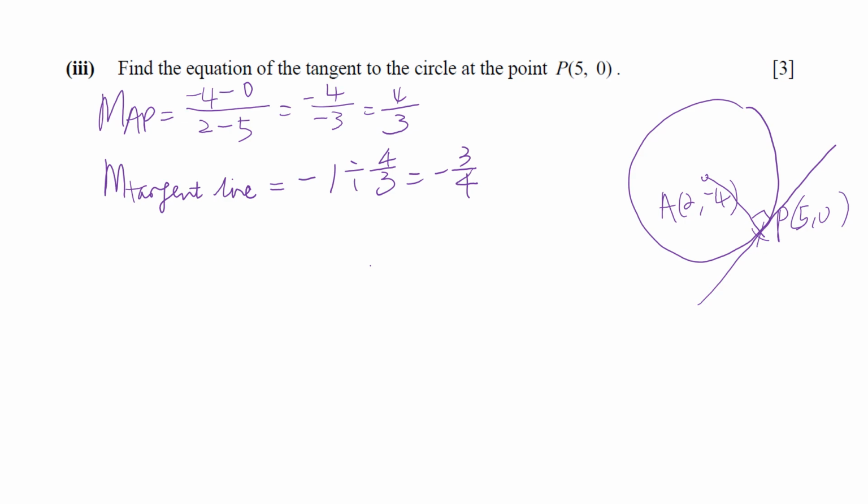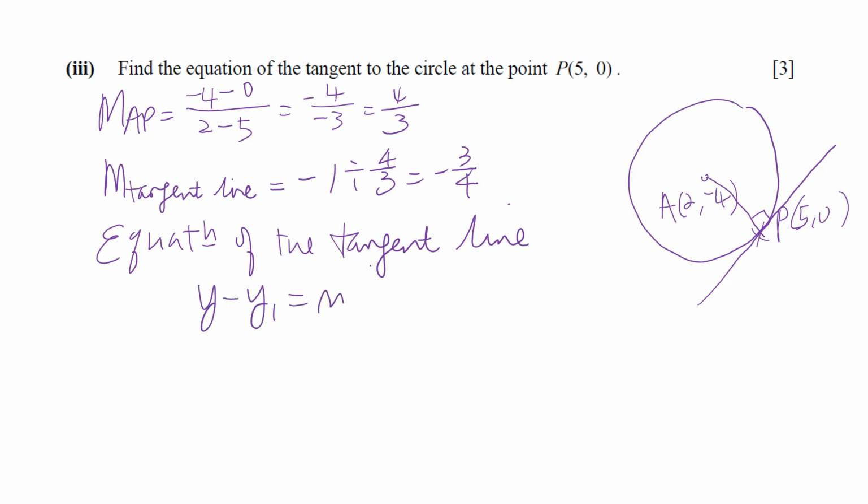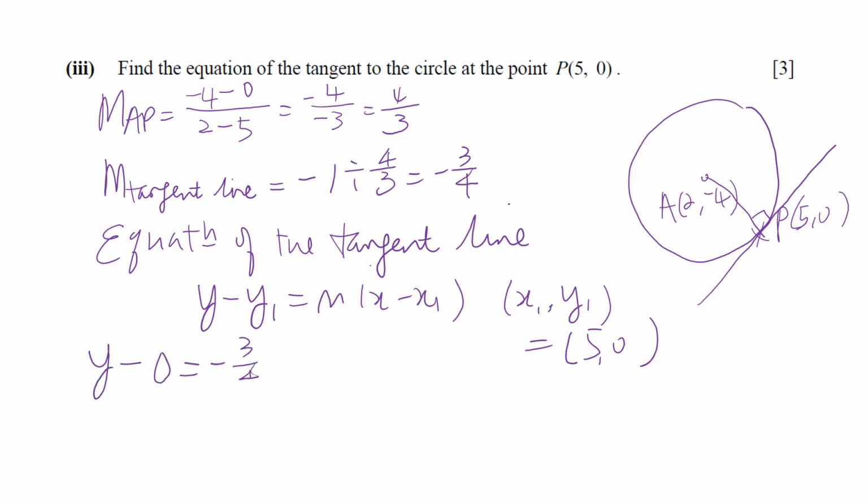And we're already given the point P, so it's quite easy now to find the equation of the tangent line. Which basically will be y minus y1 equals gradient times (x minus x1), where (x1, y1) is basically just the point P. So y minus 0 equals -3/4 times (x minus 5). So you simplify. And that's it. That's the answer.